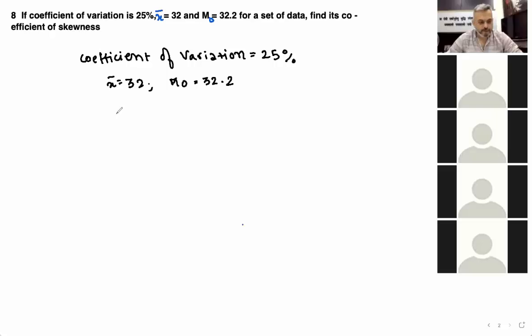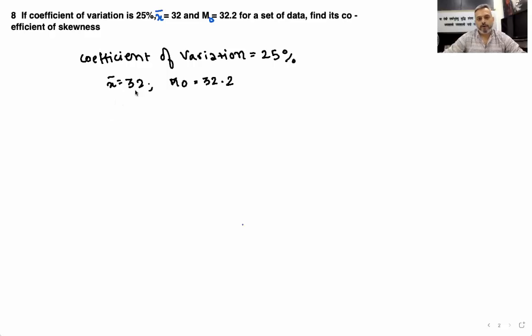So now we have coefficient of variation, and we have mean, and we have mode. I want you to try this sum. Again, you can see over here it is connected with the previous chapter, measures of dispersion. So please try this sum. I give you 2 minutes for it.